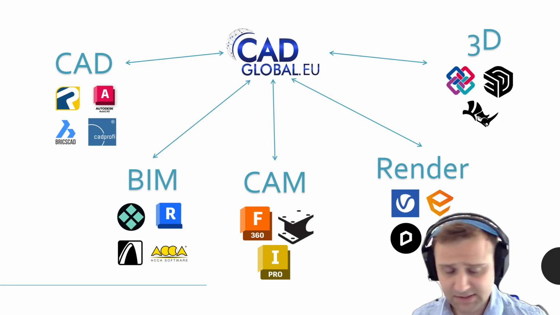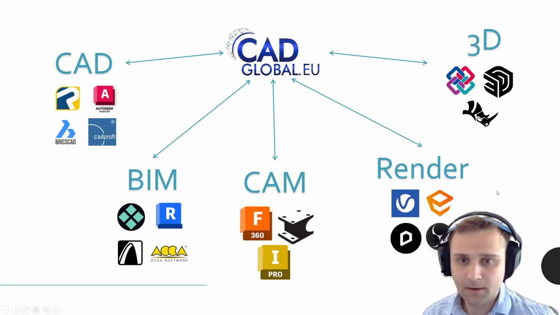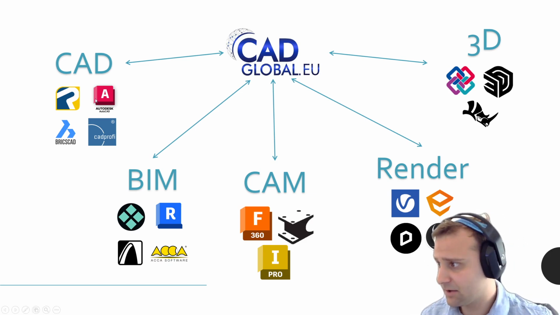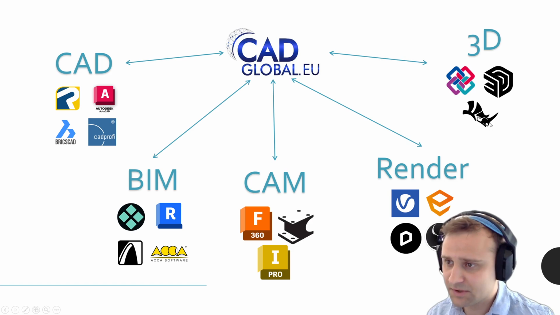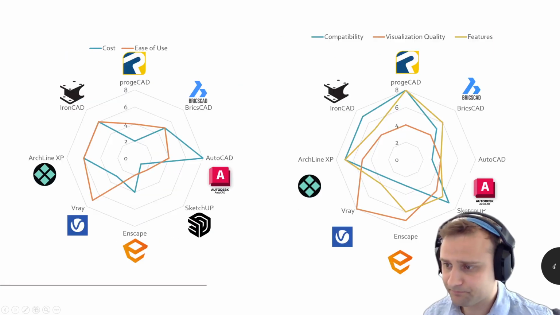So most of these are available at CAD Global. We can see progeCAD, Autodesk, BricsCAD, CADprofi. We can see also Revit, Arcline, Fusion, Rhino, and so on.